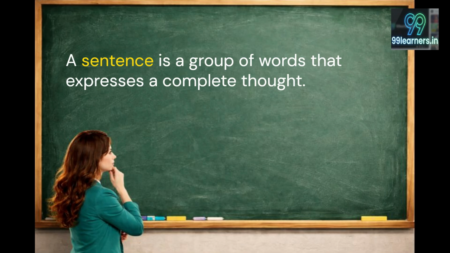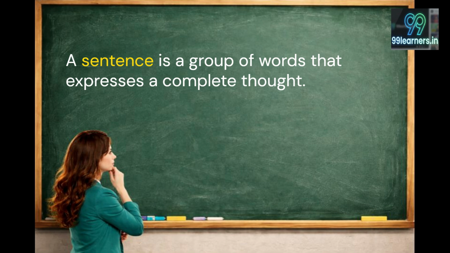A sentence is a group of words that expresses a complete thought. Every sentence needs at least one subject, who or what, and one verb, what they do. Sentences can be short, like "he runs," or long and detailed. The type of sentence depends on how many clauses it has and how those clauses are connected.